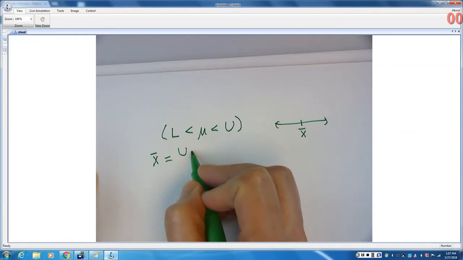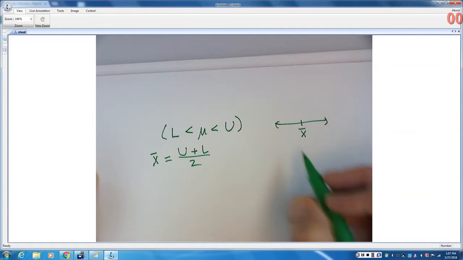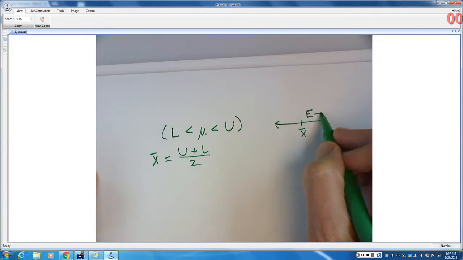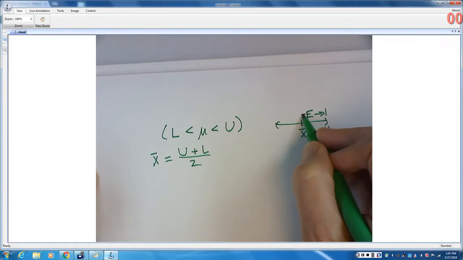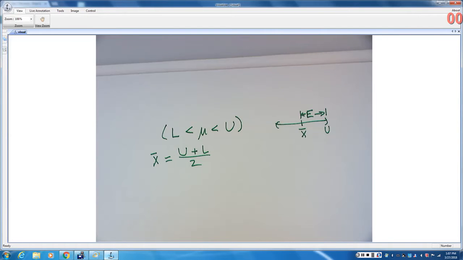So that's upper plus lower divided by 2. Gotcha. Margin of error is this distance here from the center. We did that at the beginning of chapter 7.